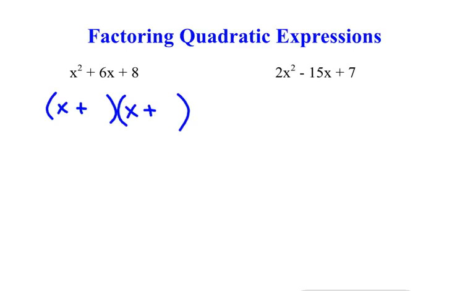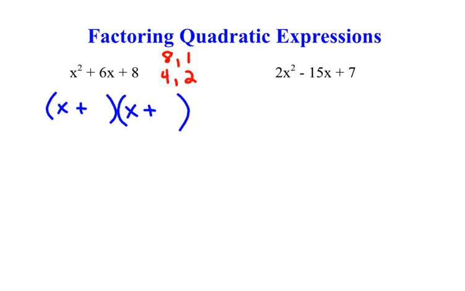From the FOIL method, we know that when we multiply the last terms, that gives us that. So we're going to do the opposite. We're going to factor 8. Now we have to take into consideration the fact that we need factors of 8 that will combine to give us positive 6x. So factors of 8 include 8 times 1 or 4 times 2.